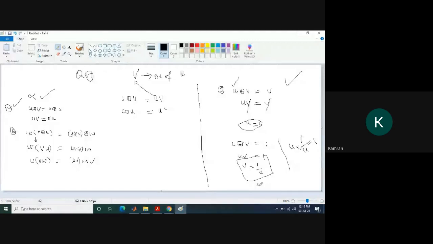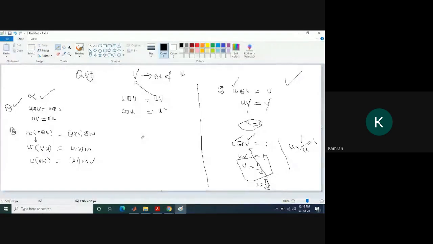If u is its inverse, then we can write u is equal to 1 over v. So for v, if v is any element and u is its inverse, then u plus v is equal to 1, yes, u is equal to 1 over v. U is the inverse of v. This means that 1 over v is the inverse of v. So all the properties with respect to this operation plus are satisfied. Now we have to verify the properties with respect to dot.